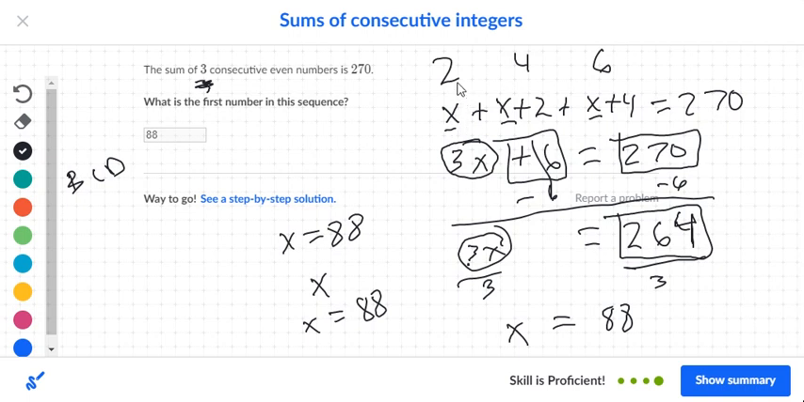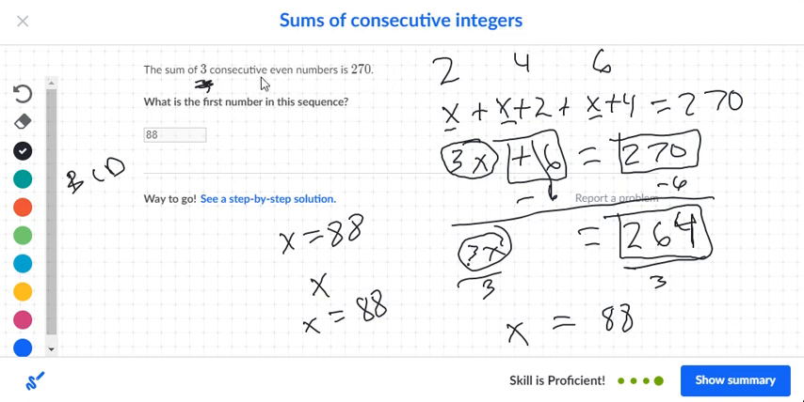Now, remember, we got even numbers here, so we go 2, 4, and 6, and you start with the x, then you got to go from 2 to 4, you have to add 2. Starting at 2, to go from 2 to 6, you got to add 4. So we have an x for the 2, an x plus 2 for the 4, and an x plus 4 for the 6. The overall total is 270. I went ahead and used BCD, got 88. They only wanted the first number to sequence, so that's just x, so it is 88.